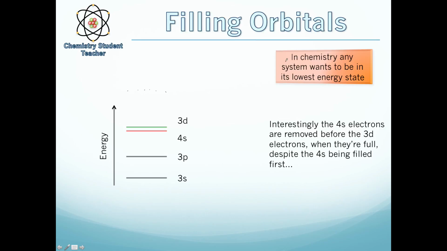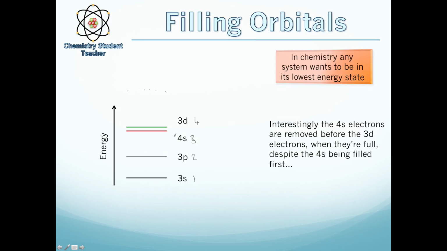So, just to remember, in chemistry, any system wants to be in its lowest energy state, meaning that you'd fill up the 3s first, then the 3p second, then the 4s, then the 3d, because the 4s is lower in energy.